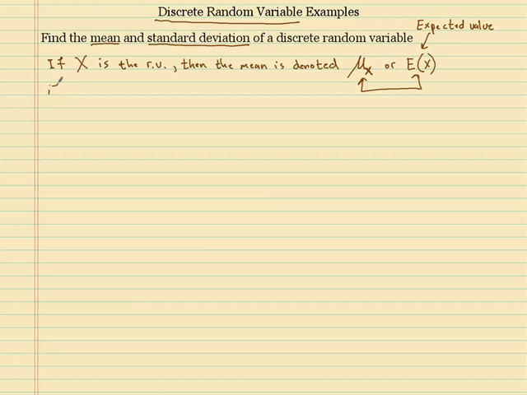So if it was capital Y, then it would be mu of capital Y or the expected value of Y. And you could name these things whatever you want depending on the situation. It might be S, it might be T. So it all depends. We're just going to do this in the discrete case.